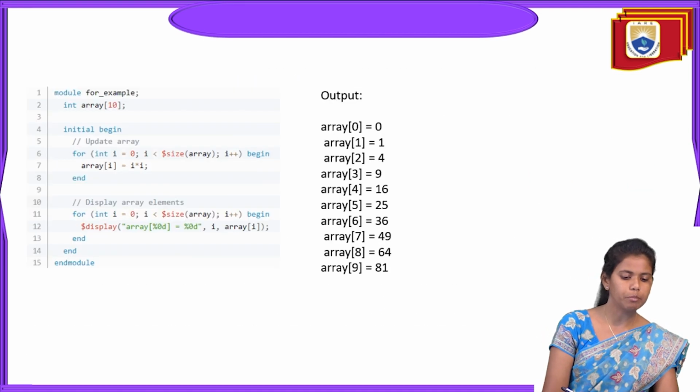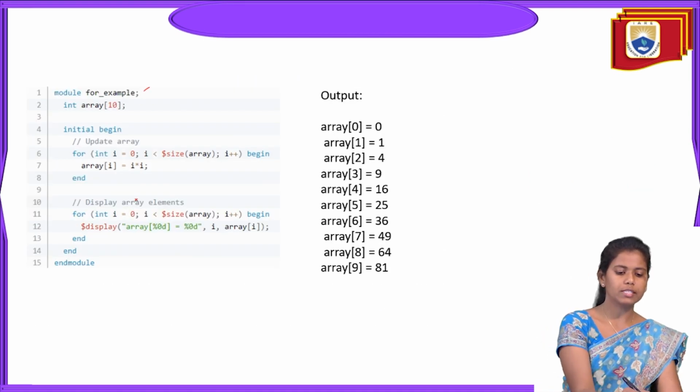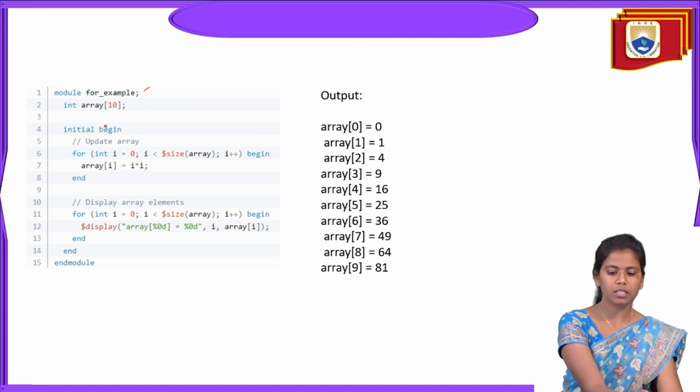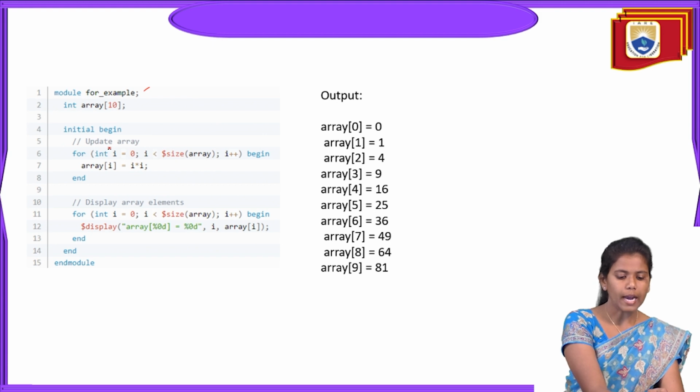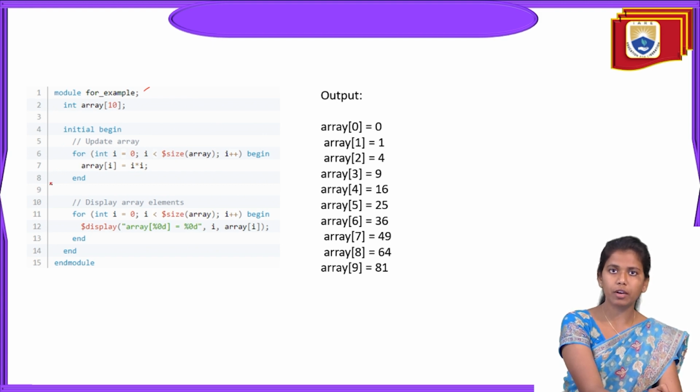So this is a small example where he has given a module, for example, an initial array. Here we have 10 bits and initial begin, update the array. Now, using the for loop, how we write it is: for integer I is equal to 0. This is the initialization, this is the condition, and this is the update.